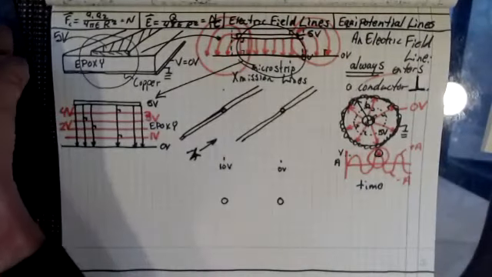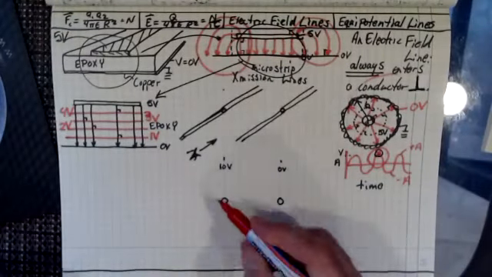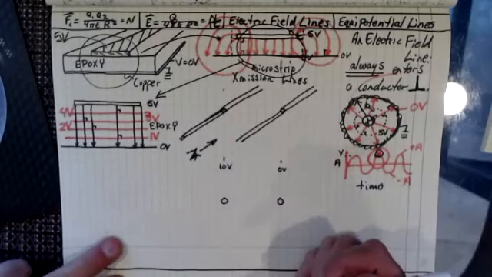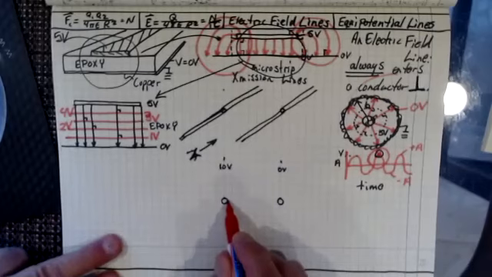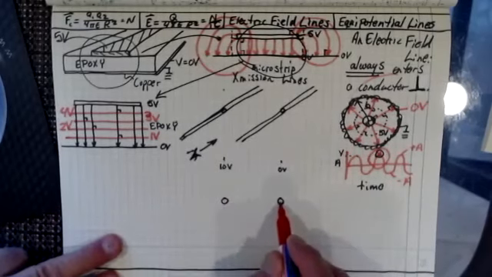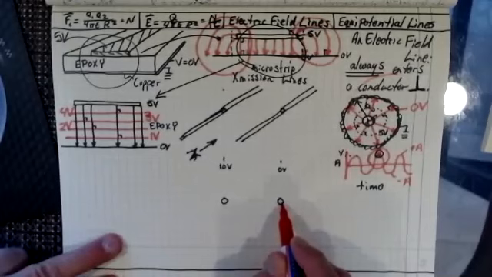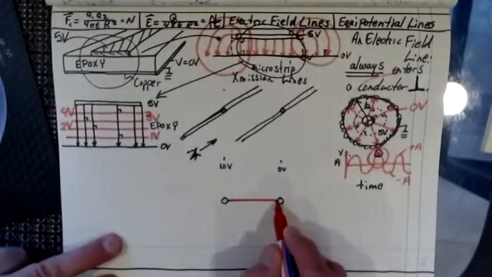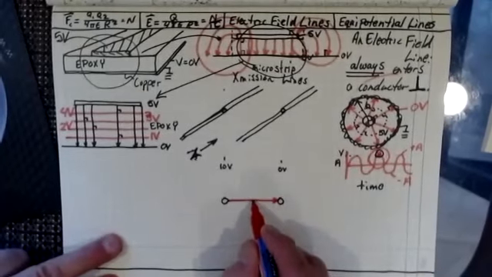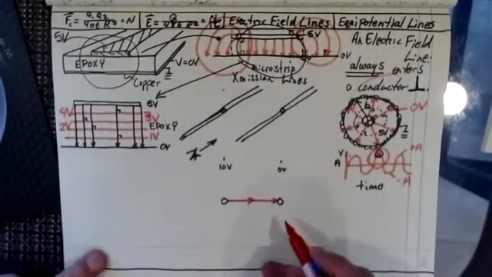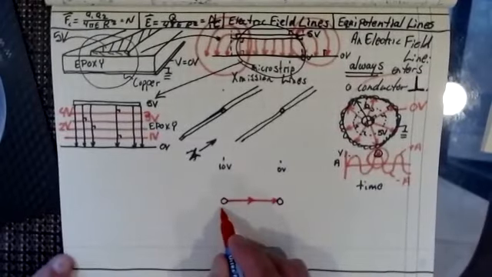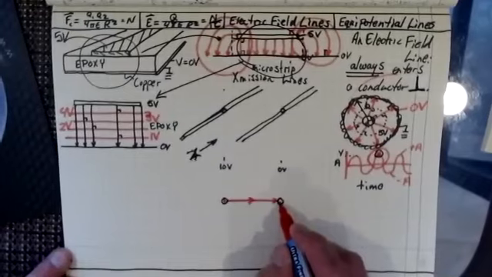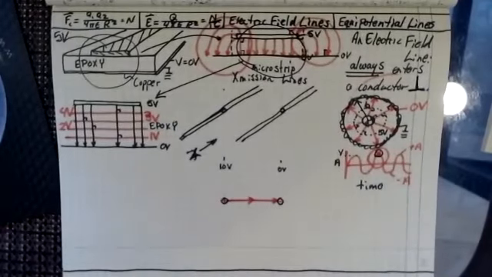So what would my electric field look like? Well, it has to leave the positive conductor at 90 degrees, and it has to go into the ground conductor at 90 degrees too. So how about this? I'm going to put a little arrow there because we know it's going in that direction, because this is my positive and this is my negative, or my ground. Does everyone see that?